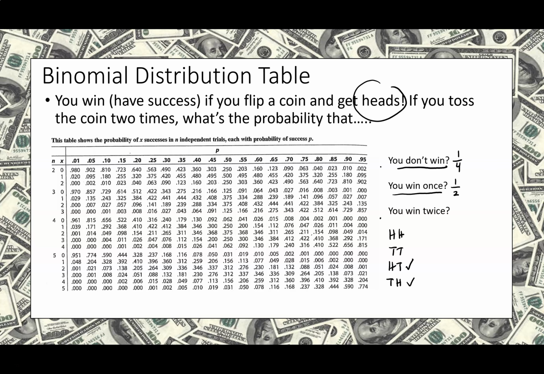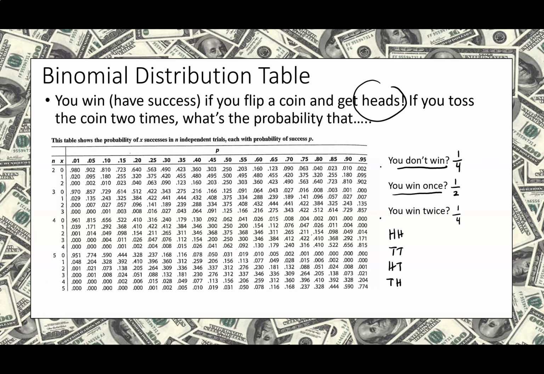What's the probability that you win twice? Well, remember, you win if you get a heads, so here you're winning twice, and that's only 1 situation out of the 4. And if you add up 1/4 and 1/2 and 1/4, that actually does add to 1. So that is what we should be getting. Well, let's look at our binomial distribution table here and see if we get those same answers.